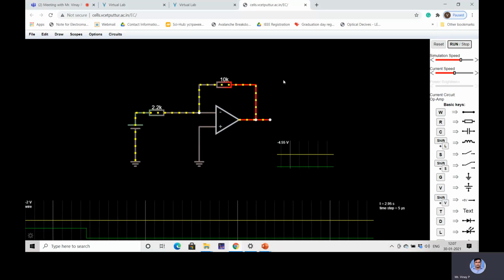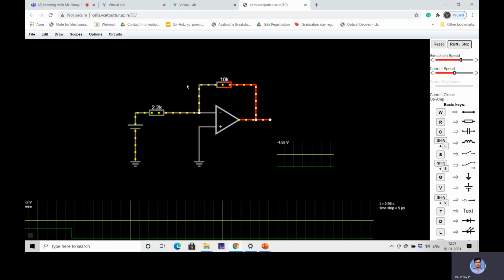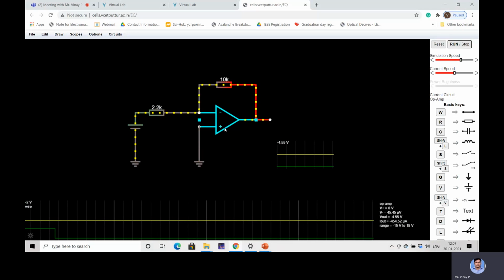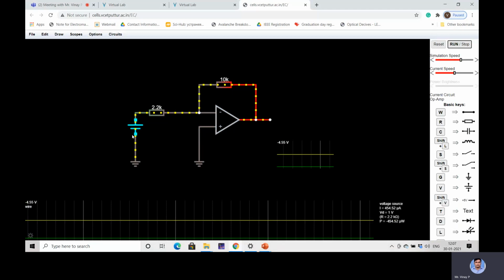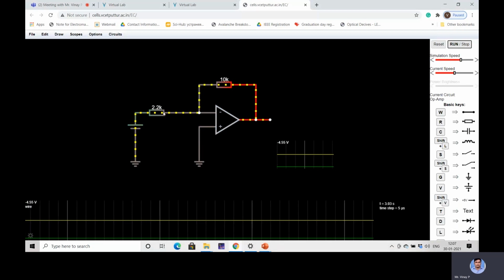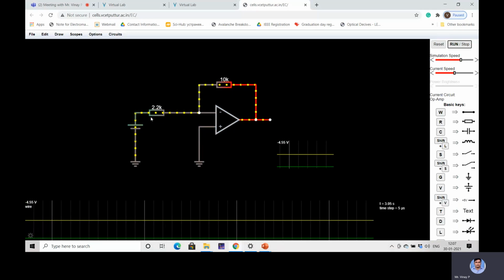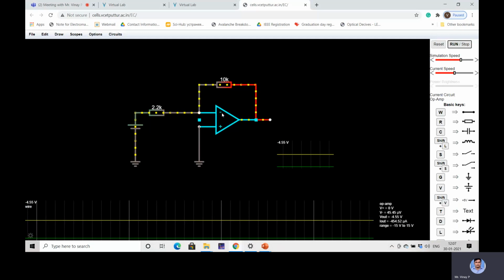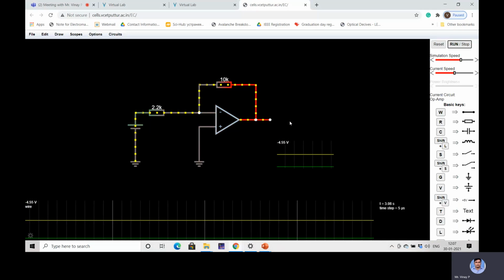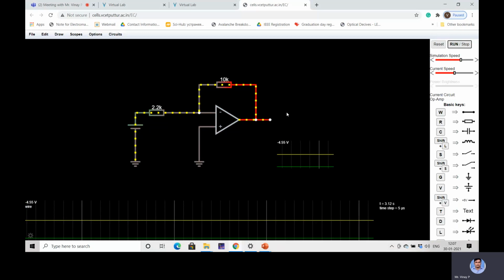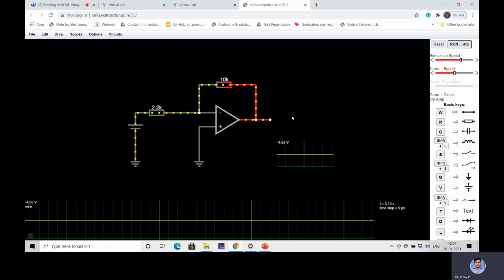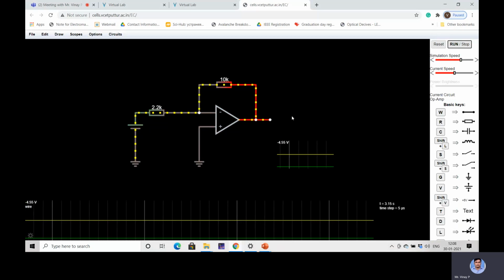Similarly, you can construct an op amp as a non-inverting amplifier by giving the signal to the non-inverting terminal. I should give the input voltage to the non-inverting terminal, and the feedback resistance and input resistance are connected to the inverting terminal only. So you can expect a positive output voltage. In a non-inverting amplifier, the output voltage is 1 plus RF by R1 into Vin.